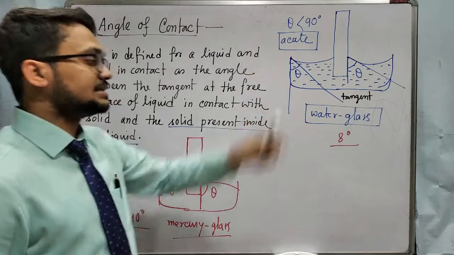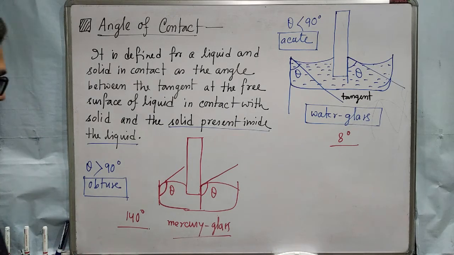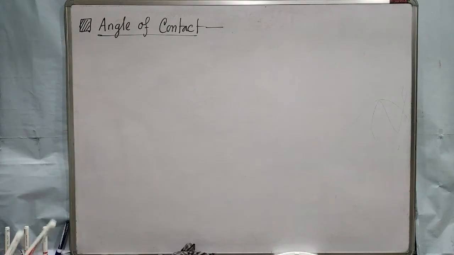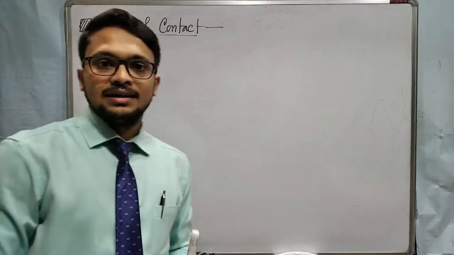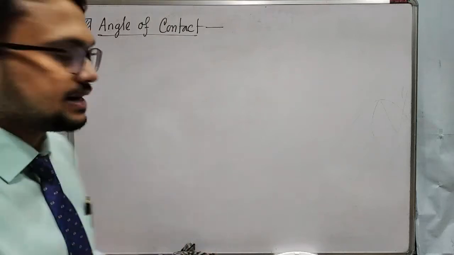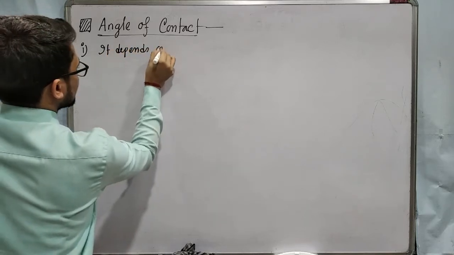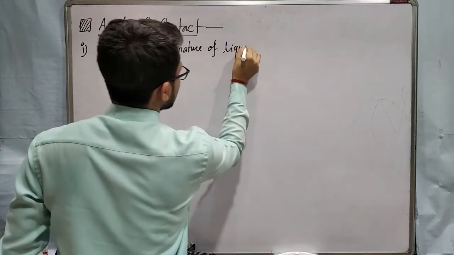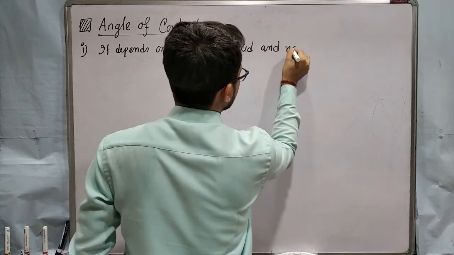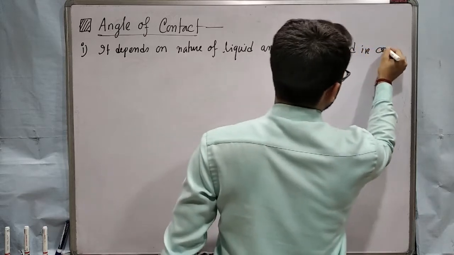Now come to different points related to this angle of contact. What will happen if theta is less than 90 degree? What will happen if theta is greater than 90 degree? Now I am coming to different points related to angle of contact. First point: the angle of contact depends on the nature of liquid and the nature of solid in contact.